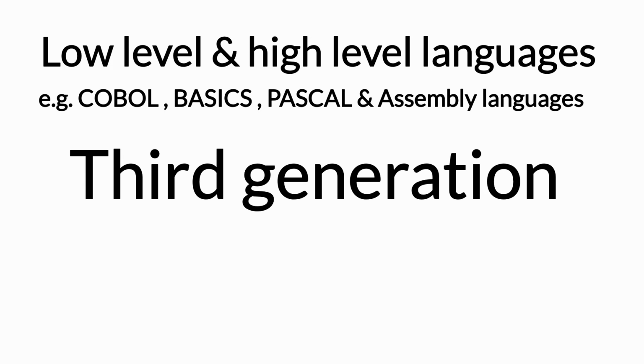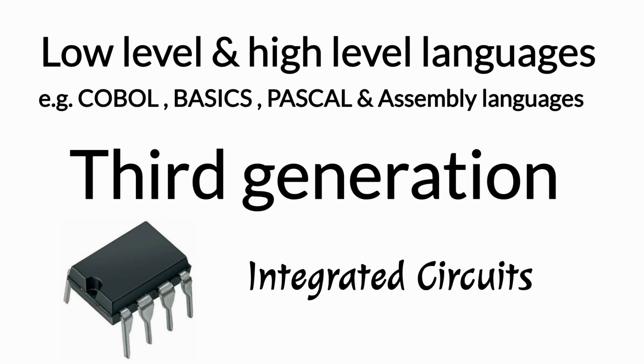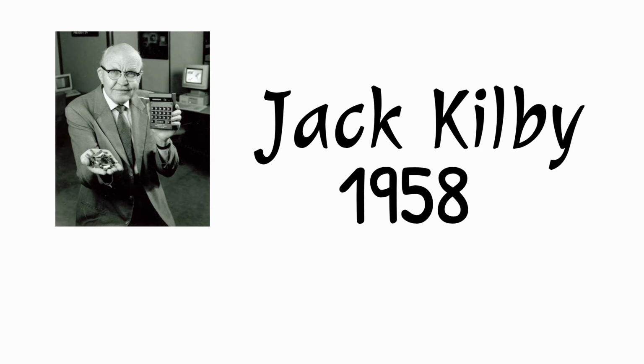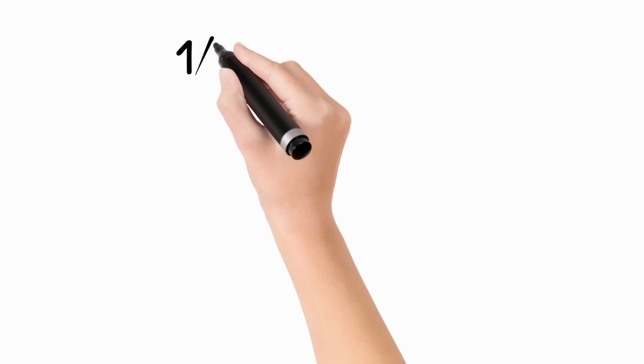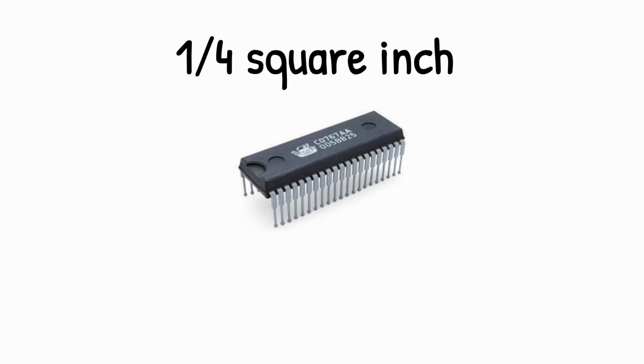Next, we are going to discuss the third-generation computers, which are called the integrated circuits, usually known as the ICs. The concept of integrated circuits was developed by Jack St. Clair Kilby in 1958. The first integrated circuit was developed and used in 1961. An integrated circuit is about 1 by 4 square inch and can contain thousands of transistors.